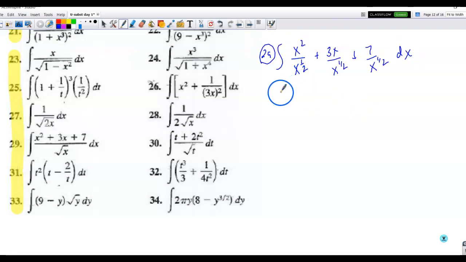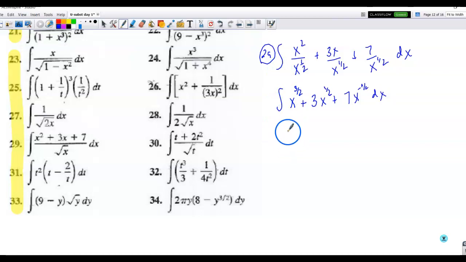Now I'm going to do the algebra work with the powers. That becomes x squared over x to the 1/2. That's 4 halves minus 1/2, which is x to the 3 halves. Plus 3, subtract the powers gives me x to the 1/2. Plus 7, bring up the x to the 1/2 power and give it a negative 1/2 power.